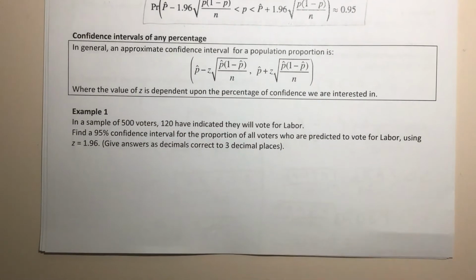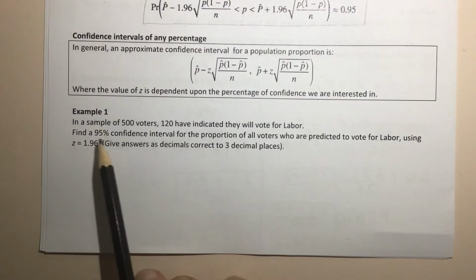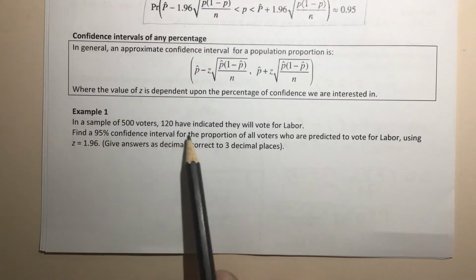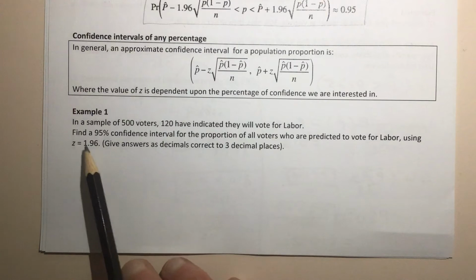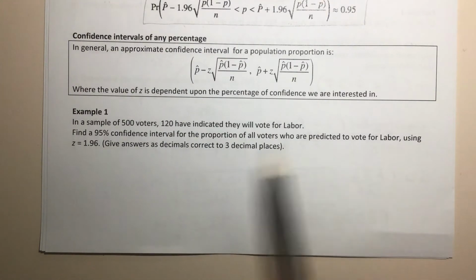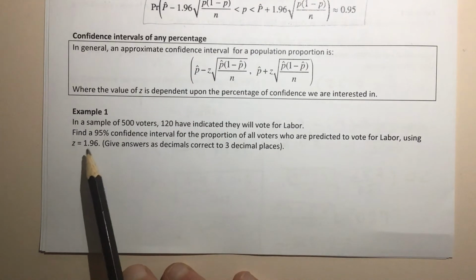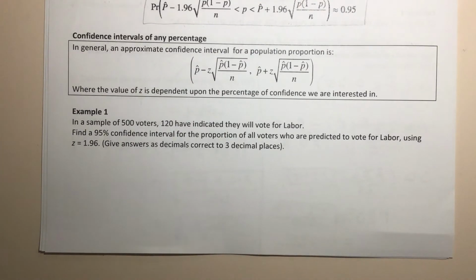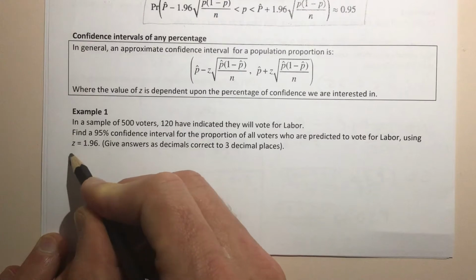Okay, let's give this a go with a couple of practice questions. So example 1: in a sample of 500 voters, 120 have indicated that they will vote for Labor. Find a 95% confidence interval for the proportion of all voters who are predicted to vote for Labor using Z equals 1.96. All right, so let's start by trying to work out what our sample proportion is, our p hat.